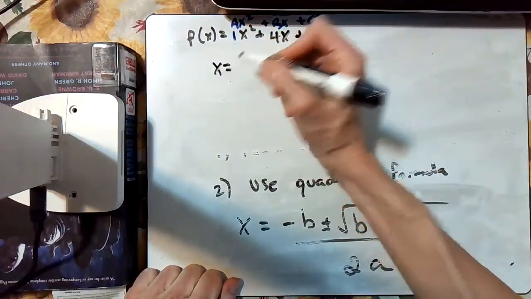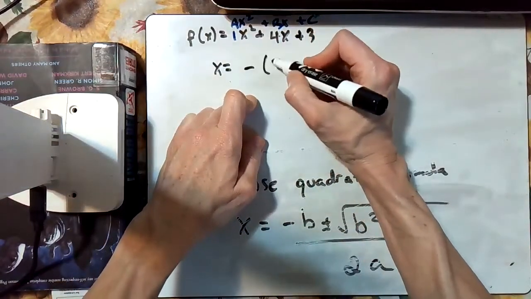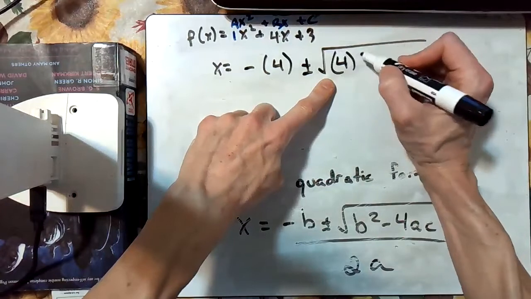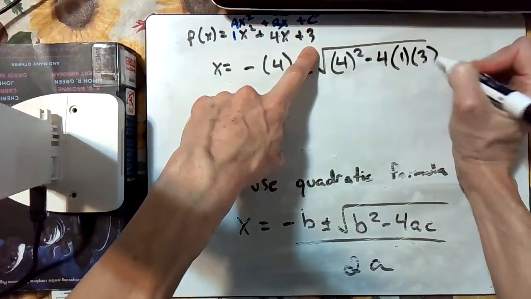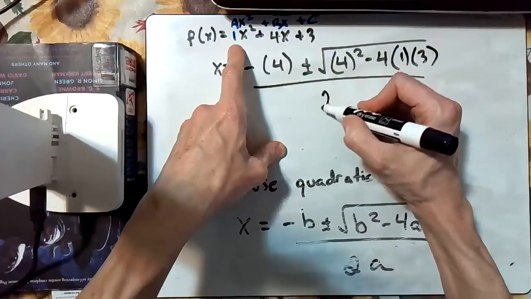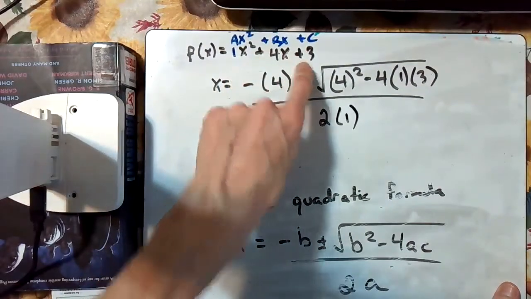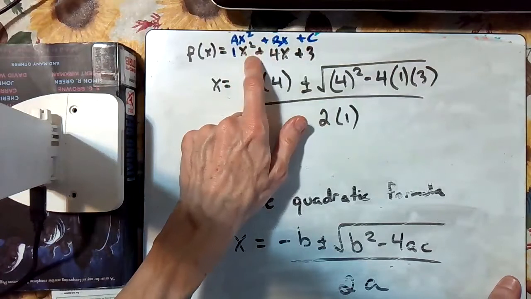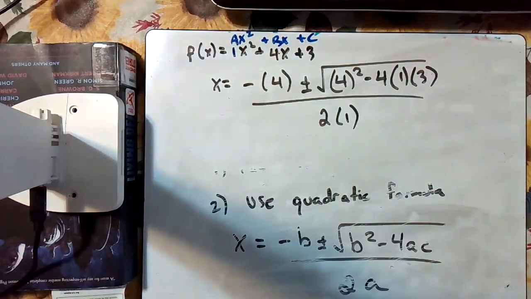So if we do that, x equals negative b. B was 4, so that's minus 4 plus or minus the square root of b squared. That's 4 squared minus 4 times a, which is 1, times c, which is 3, all divided by 2a, or 2 times 1. Again, watch the signs, right? If c was negative 3, wherever you have a c, you would be putting in negative 3 instead. Watch out with the b's, especially if it was minus 4x, you have minus a negative 4, which would become a positive 4, right? So watch the signs right there.